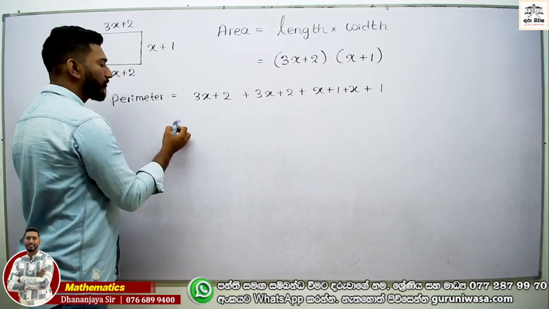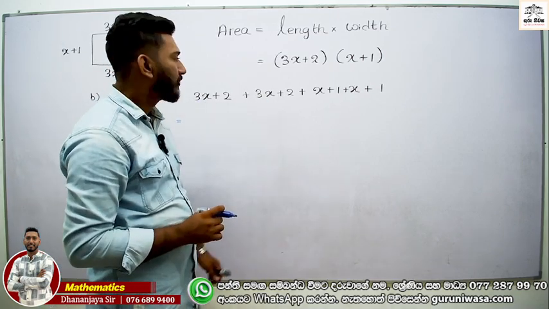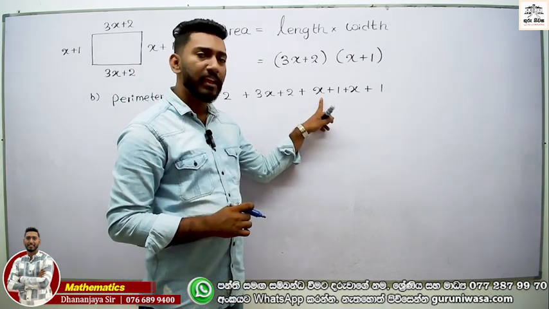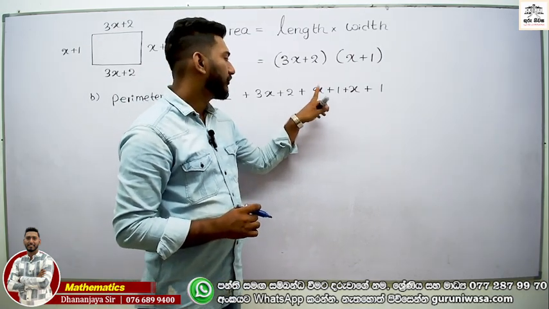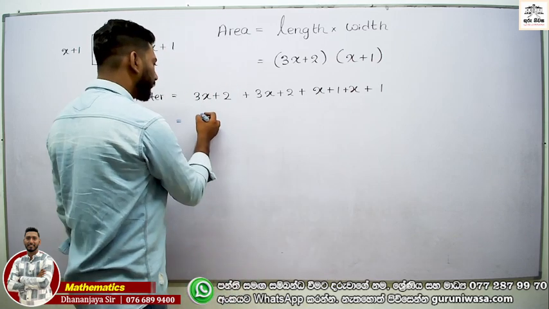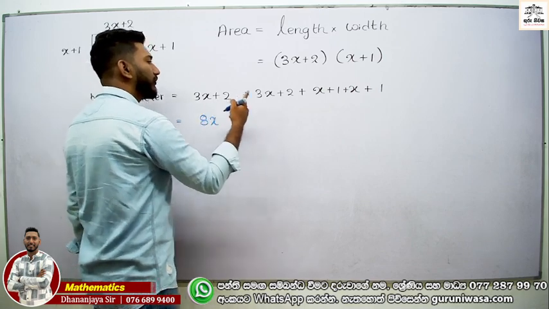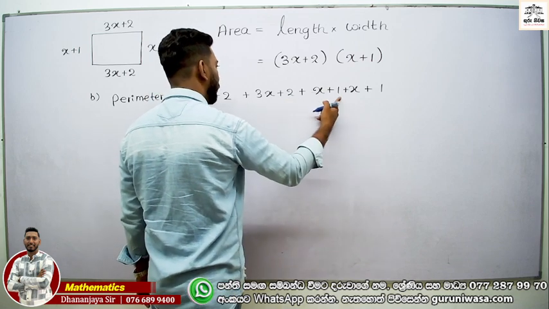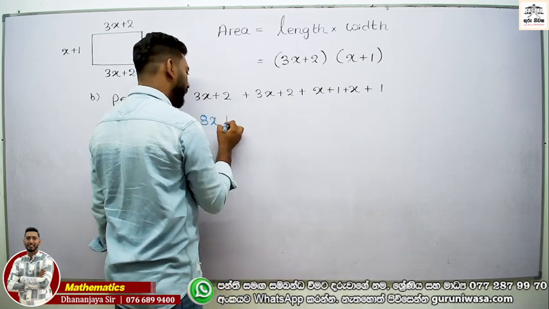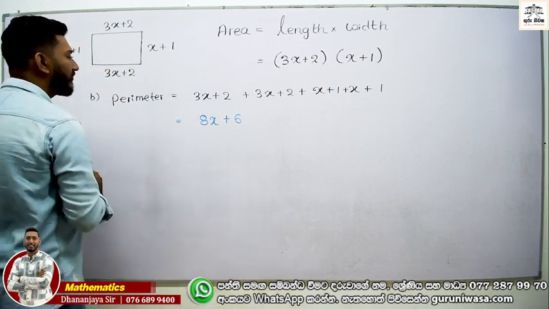Look, 3x and 3x is 6x. 6x and 1x is 7x. 7x and 1x is 8x. Now we go to the numbers. 2 plus 2 is 4, 4 plus 1 is 5, 5 plus 1 is 6. Now 8x plus 6. This is the perimeter.